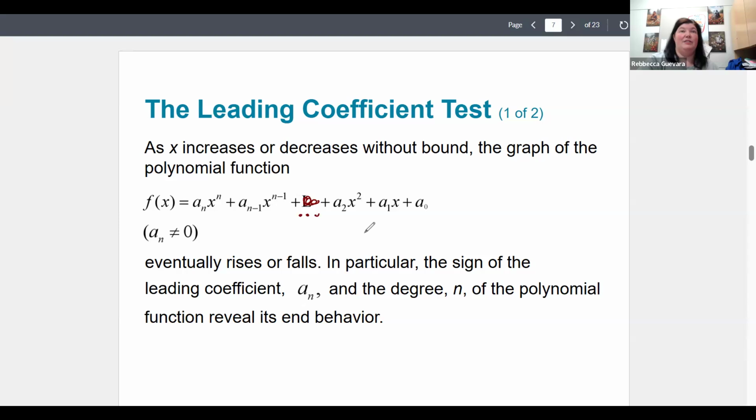As x increases or decreases without bound, the graph of the polynomial function a sub n x to the n, and so on, down to a sub 0, eventually rises or falls. In particular, the sign of the leading coefficient and the degree of the polynomial determine the end behavior. That's what we call the leading coefficient test. So that's what we were talking about before.